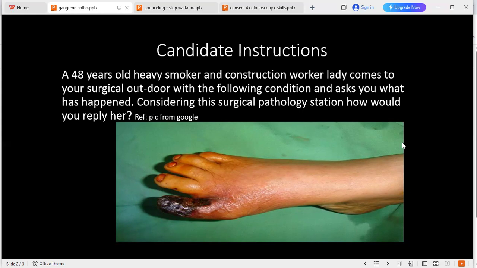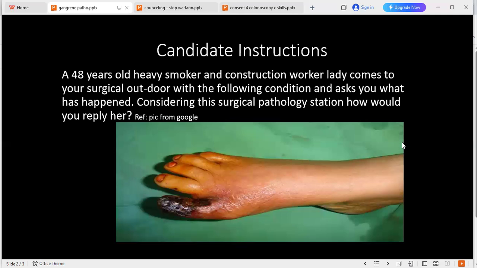Okay, so if you've read and understood the surgical pathology station, please tell me in this patient's condition, what might have led to this situation that this patient is suffering from now? As the patient is a heavy smoker, most probably it is Buerger's disease that has caused her to have gangrene of her big toe. Kindly define what is Buerger's disease.